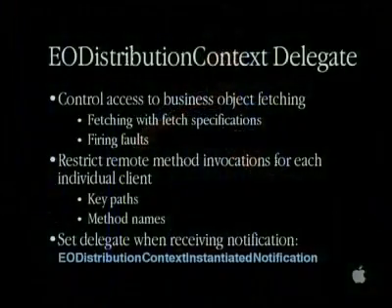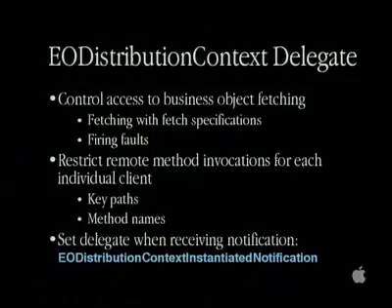With all these remote method invocations, if they follow the client-side request naming convention, we consider them open for arbitrary access, so they will just go through. If you don't use this naming convention, you have full control over every single invocation, and you have the control over these invocations in a delegate of the distribution context on the server side. So you register a delegate object, and then there are several methods that we will send this delegate object, and you can control either per method name or for the key path, which method invocations are allowed.